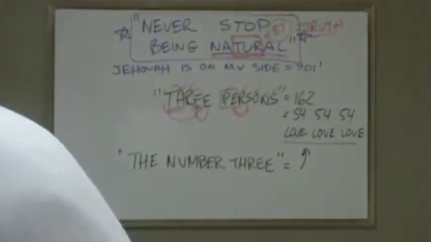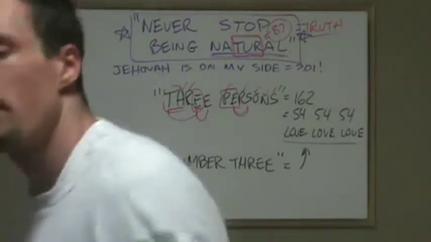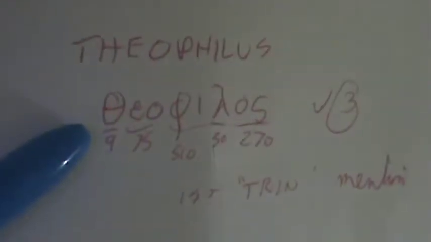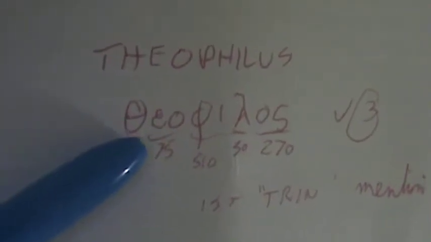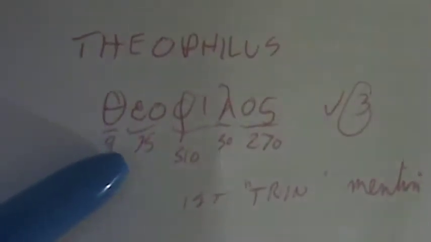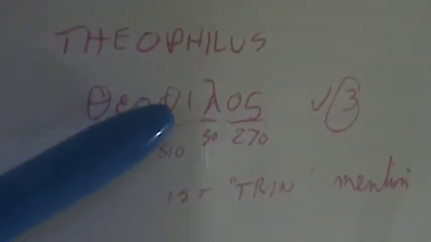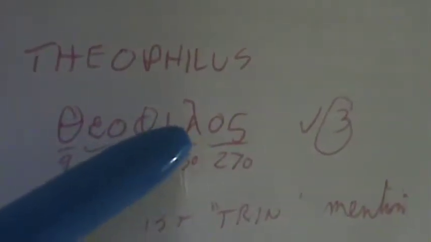I'll grab a pen. It's like when you're so excited, who cares? So, the first letter is 9, 3 times 3. The next two letters are 5 plus 70, that makes 75, which divides by 3. Then you have a 500 plus a 10, that makes 510, which divides by 3. Then you have 30, which divides by 3.